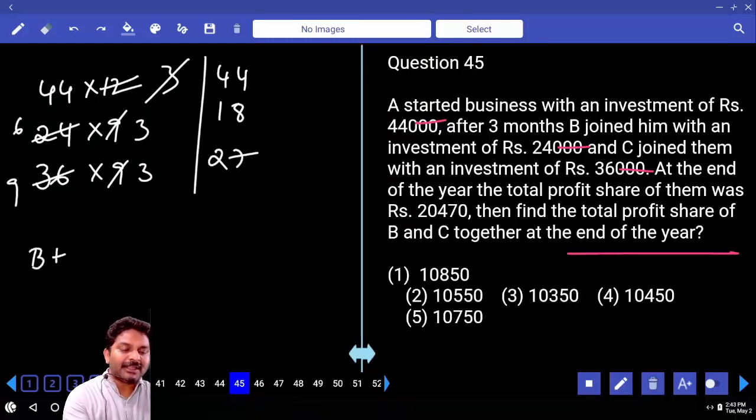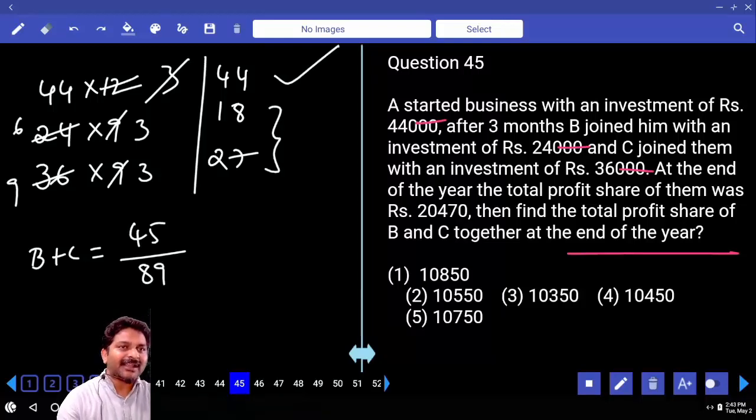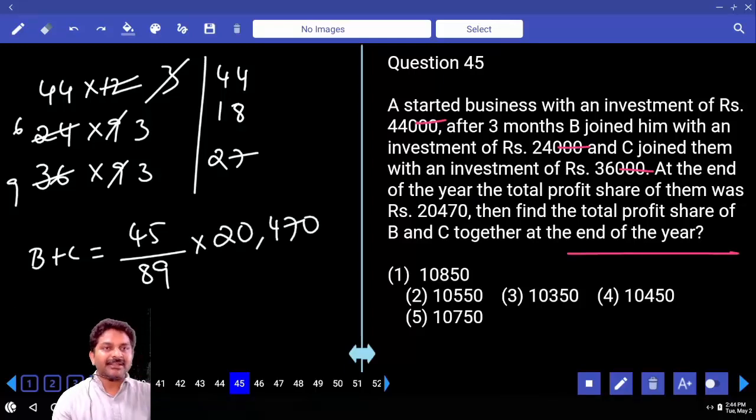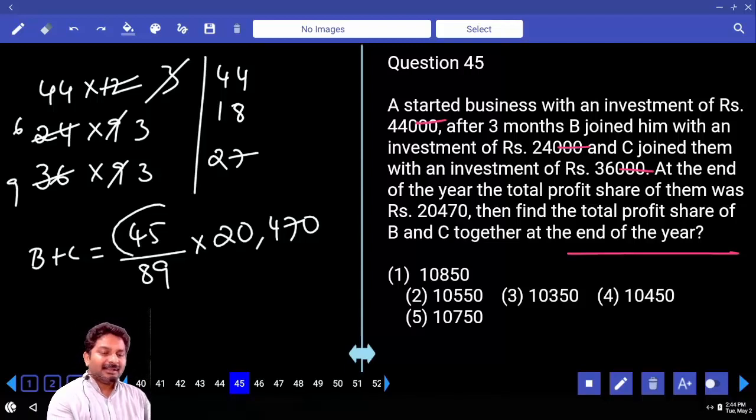Question is about BC profit only. BC both together getting 45 out of total 89. ఈ రెండు 45 అంటే మళ్ళీ 44 కదా యాడ్ చేయాలి. 89 among 20,470. అంతేనా? డోంట్ సింప్లిఫై, స్టాప్, ఆగాలి.